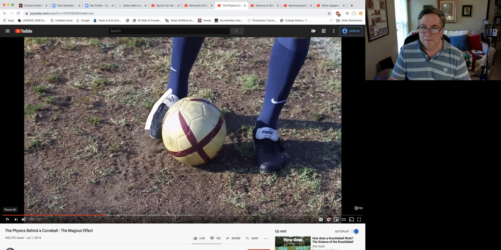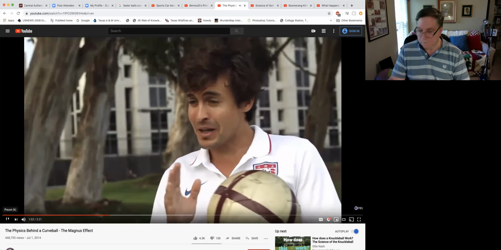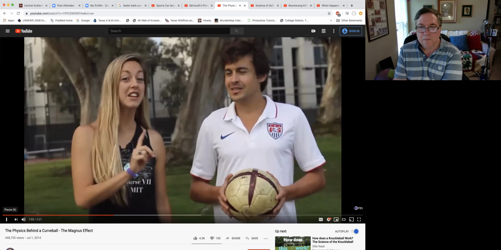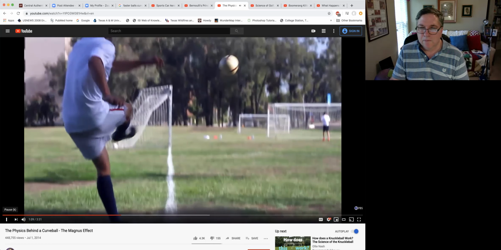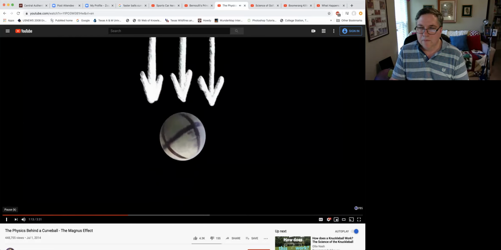So let's check it out. Spin on the ball. That spin is actually going to make the ball curve into the goal. Let's take a look at how that happens. As Kyle kicks the ball with his right foot on the right side, he imparts a spin on the ball. The ball traveling in this direction means air is flowing across it in the opposite direction.